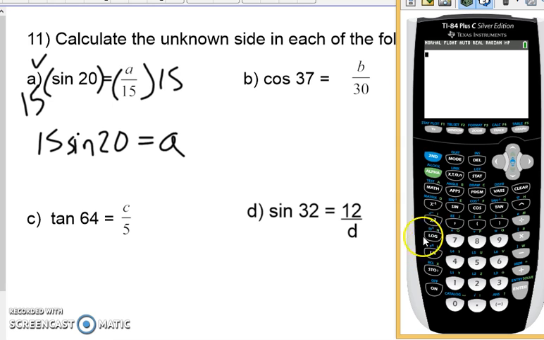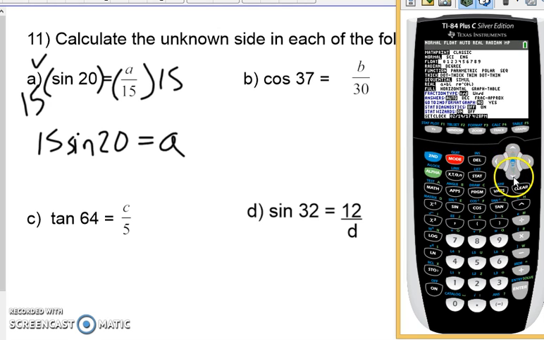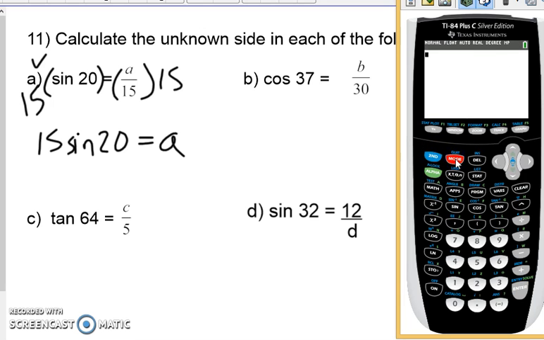One thing to check for sure is that your calculator is in the right mode. So if you grab your calculator, hit the mode button, go down. It should be in degree mode because we're talking about angles in terms of degrees, not radians. Make sure you're in degree mode, second quit, and then your trig functions are right here. So I'd do 15 times sine 20. A would be 5.13.